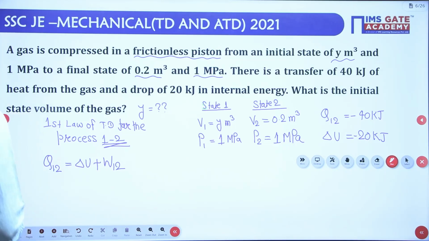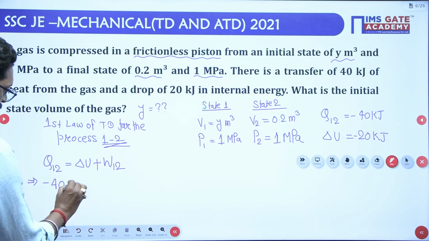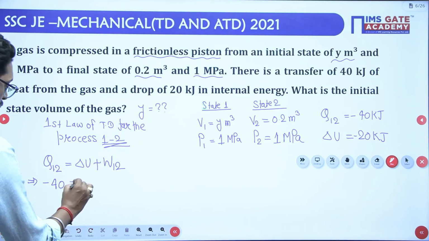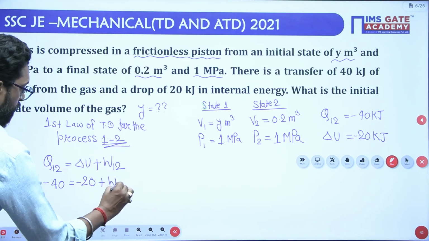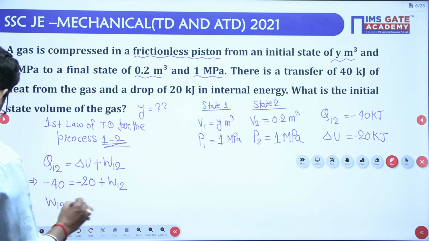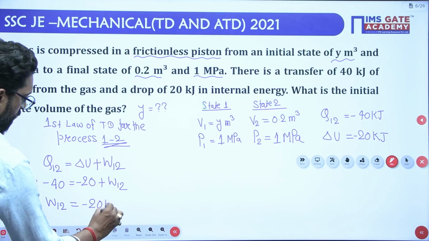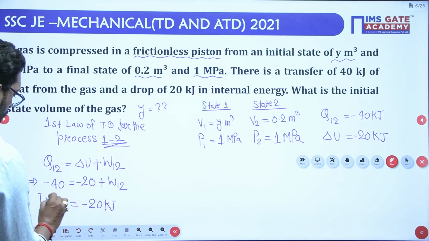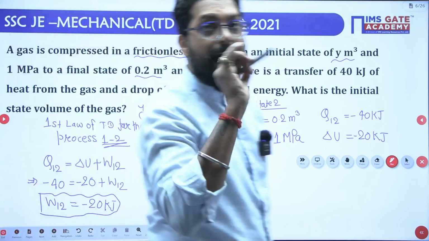Okay. So Q1 to 2 is how much, beta? Minus 40. Delta U, minus 20, plus work 1 to 2. So what is the work during 1 to 2? Minus 20 kilojoule. Work minus, that means work will add to the system. Work is adding to the system.